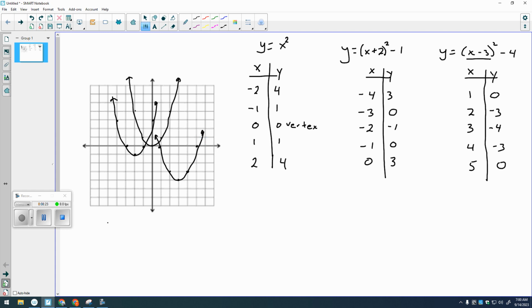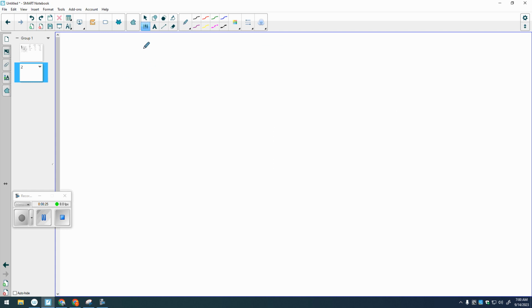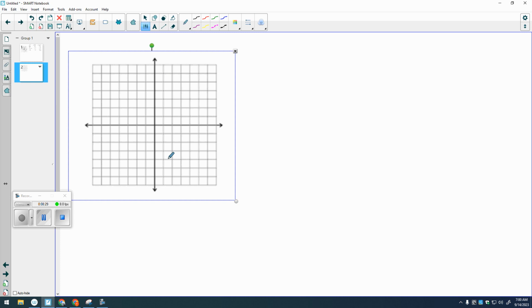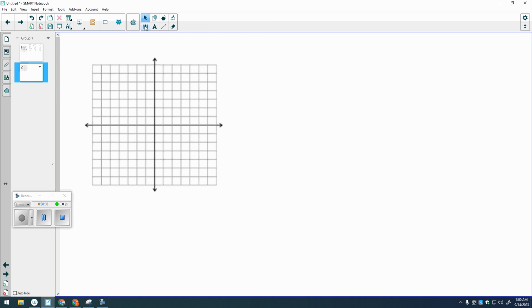Okay, let's give it a new page here. Let's start over. Get my graph back up there. Y equals 2 times, made a little tweak there, negative 2 times x minus 1 squared plus 4. We're going to make a negative 2. All right, so that's what we got.